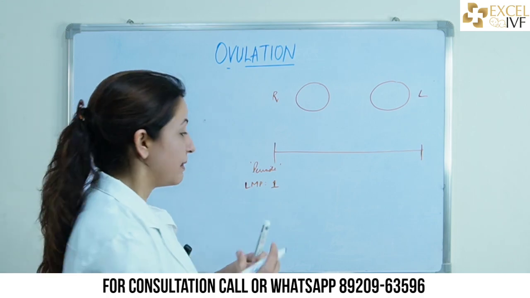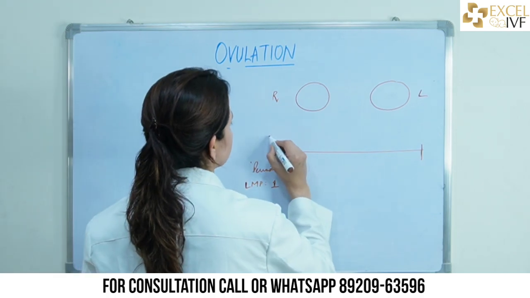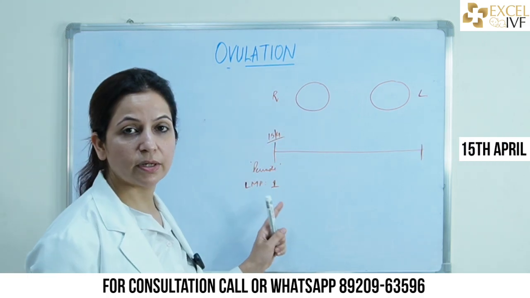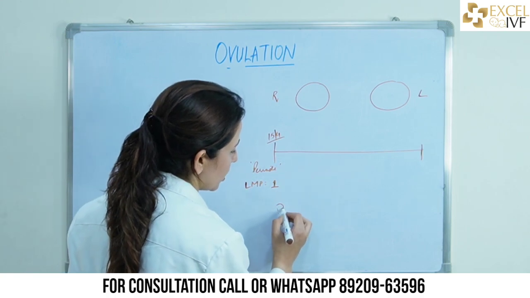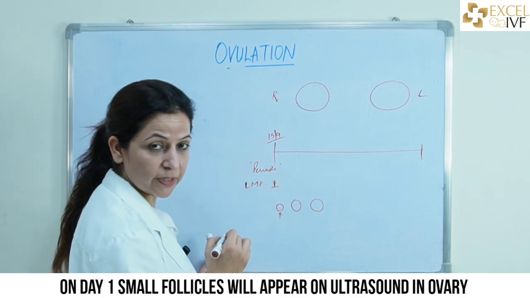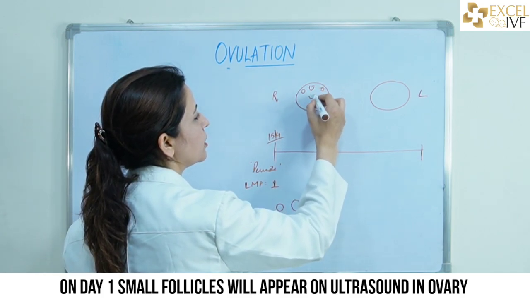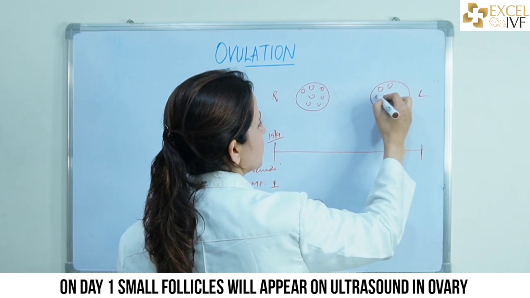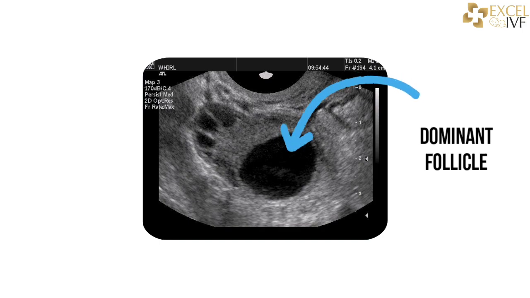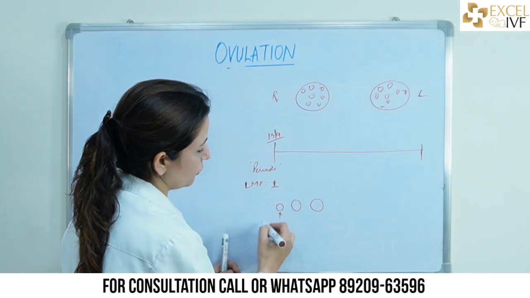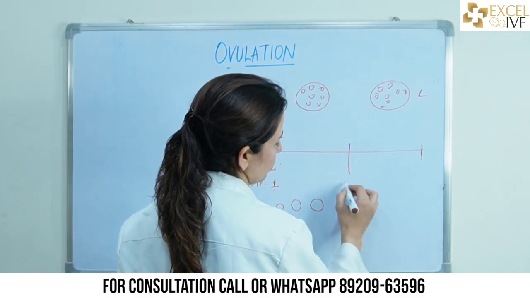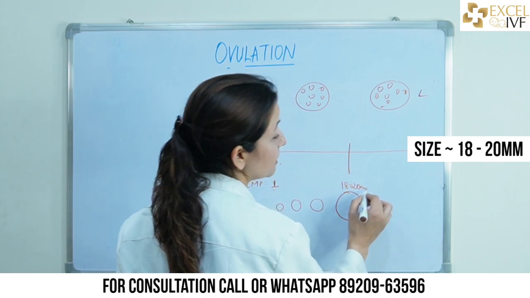To understand this, let's pick up a date. Suppose it is 15th of April. Now, if 15th of April is your LMP or day one of the cycle, on an ultrasound we would see small, tiny follicles in the ovary. Usually an ovary would have multiple follicles in it, but only one follicle will grow in a cycle. This particular follicle, as it starts to grow from day 2, day 3 of your cycle, would reach the maximum size of somewhere around 18 to 20 in the middle of the cycle.